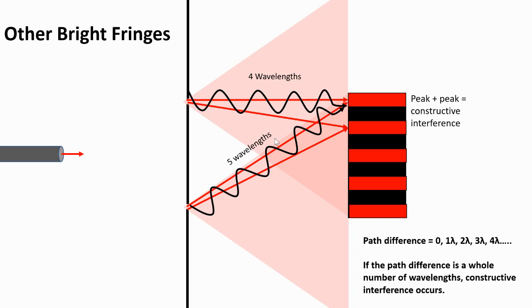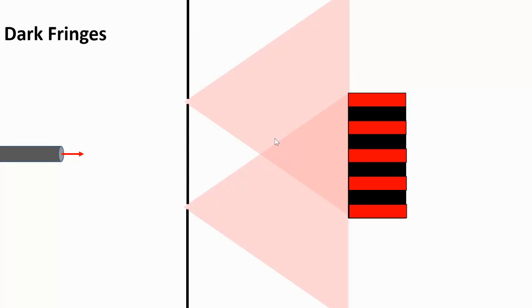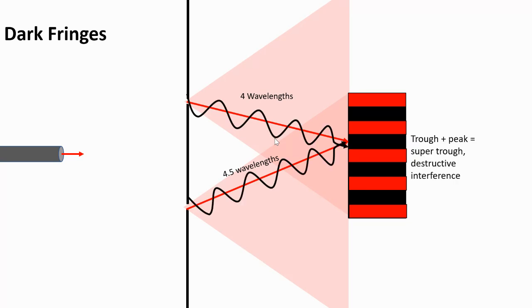Okay, so what happens at dark fringes in that case? At dark fringes, we still have the same situation where our coherent light source is illuminating the double slits, light is diffracting, we're getting an interference pattern where the two sets of wavefronts cross over. At a dark fringe, the two rays still travel a different distance to reach the dark fringe. However, the length of each path now is slightly different. So I've got 4 wavelengths and 4.5 wavelengths. Therefore, our path difference is now 0.5 wavelength.